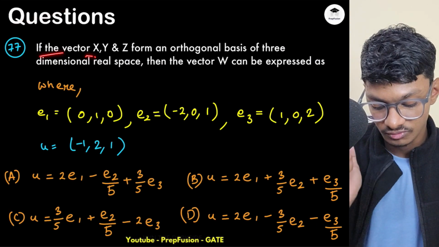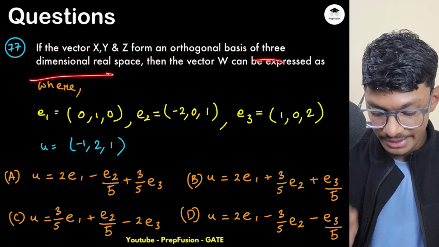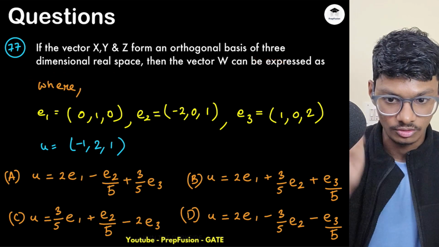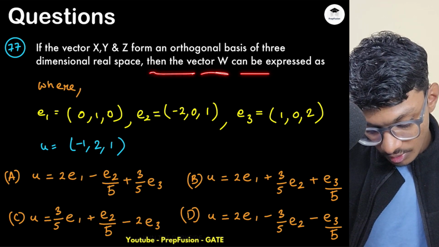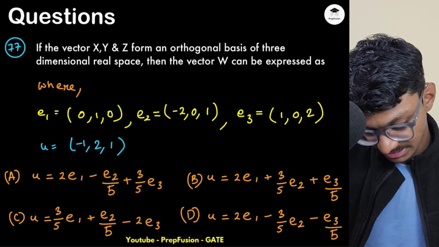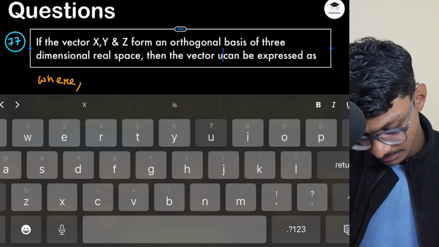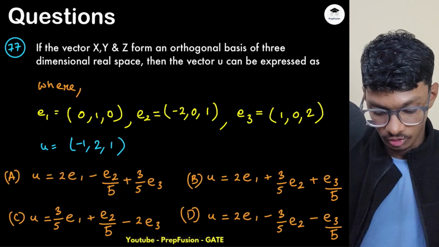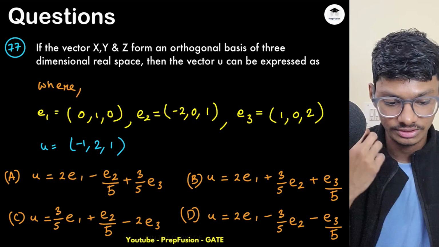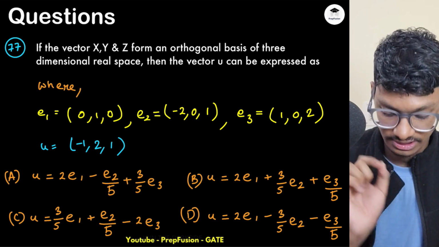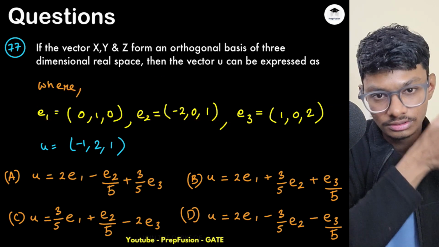Now, if the vectors x, y, z form an orthogonal basis of 3-dimensional real space, so i, j, k you can say, or 1 0 0, 0 1 0, 0 0 1. Then the vector u can be expressed as... I wrote this wrong, I should write vector u. So basically, I was talking about the general basis, but here this is also a basis, right? I have 3 distinct vectors, and you can check the condition whether they are a basis or not. But what are they asking? They are asking how my u can be expressed as a linear combination of the basis vectors.